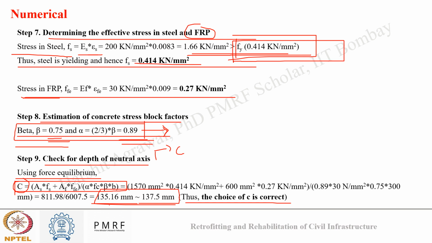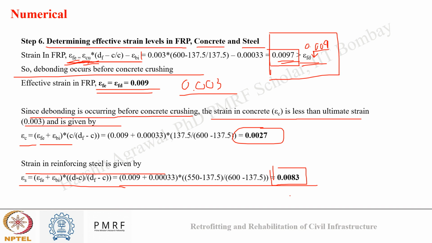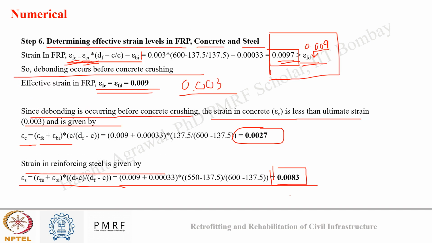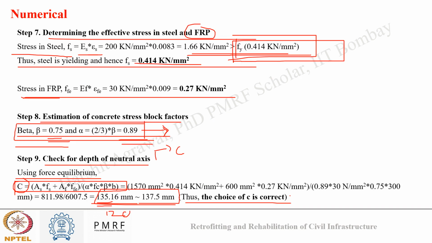Suppose this value is very low, say I had assumed this value would have come out to be 120 mm. Then you need to make certain changes in your choice of FRP, like the FRP width, the thickness of the plate, or the number of plates you have provided, such that you can make a proper match of the depth of neutral axis.